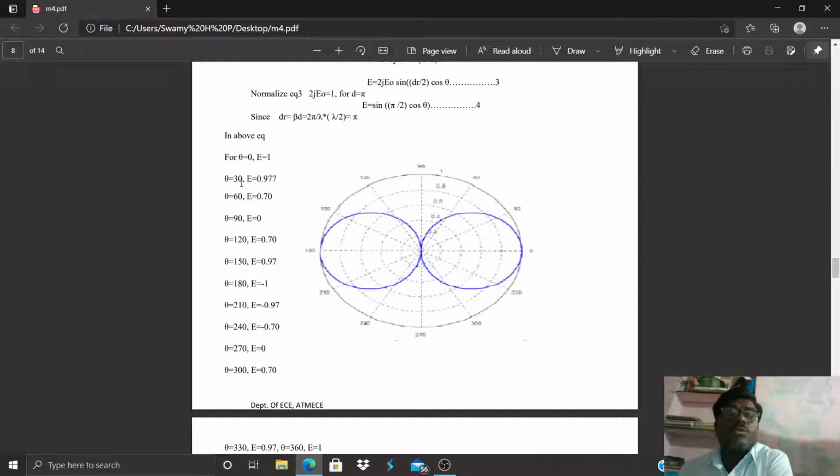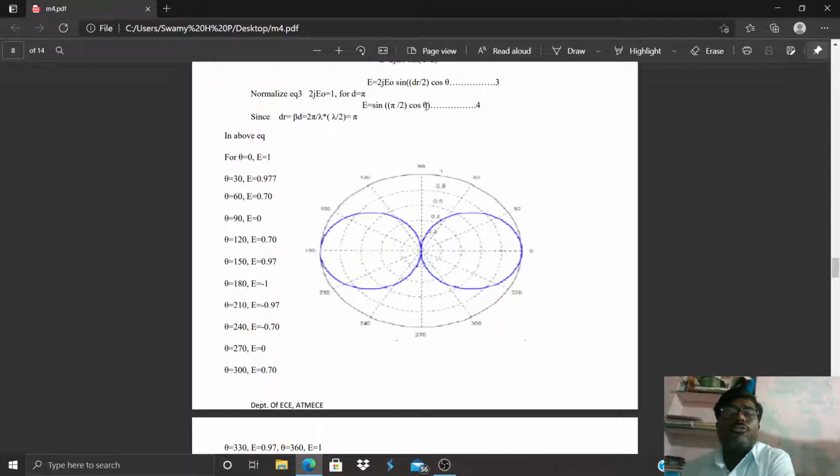You put theta is equal to 30 degrees and you will get E is equal to 0.977. You put in some more values of theta. This is the figure you want to draw. This is the radiation pattern for this case: two point sources applied with the same amplitude but opposite in phase, with distance between them lambda by 2. You will get the field pattern like this. You have to calculate it by deriving the equation E is equal to sin of (pi by 2 cos theta).